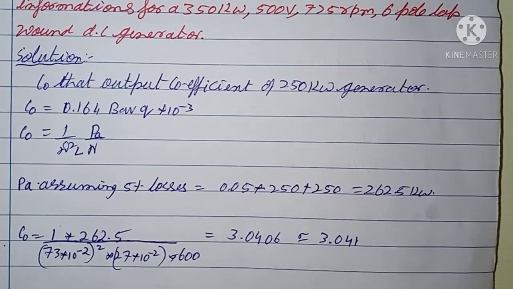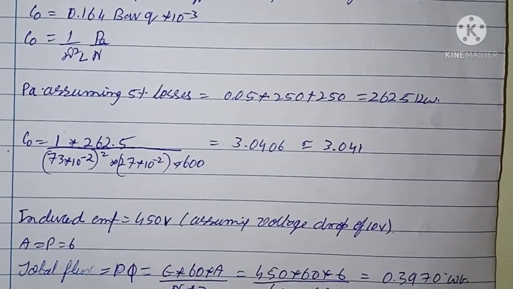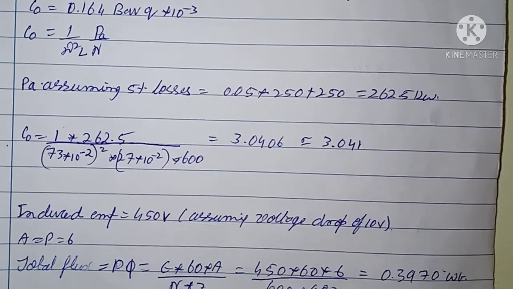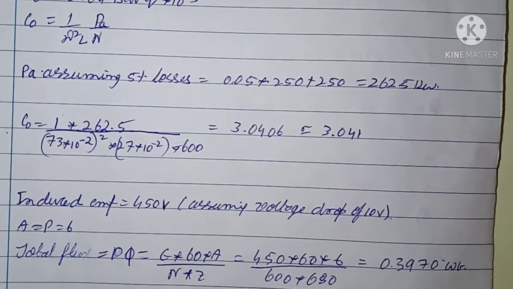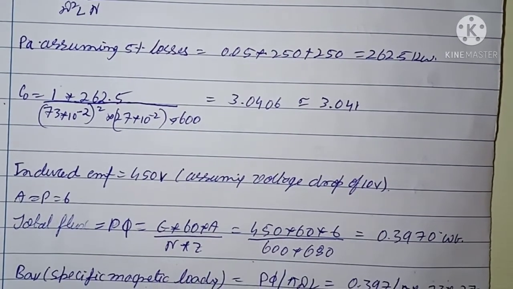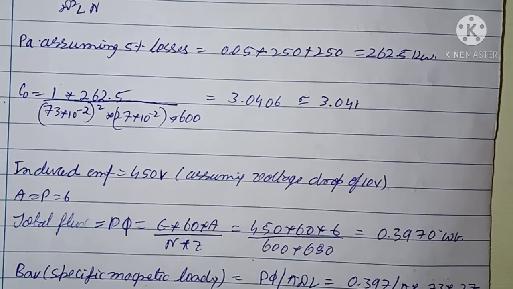The induced EMF we are taking as 450. Last time also we saw induced EMF of 450, assuming a voltage drop of 10 volt. Since it is lap wound, A is equal to P, which is equal to 6. Now for the total flux phi, from the basic equation E equal to N phi Z by 60 A, we calculate phi. The phi we get is 0.3970 Weber.